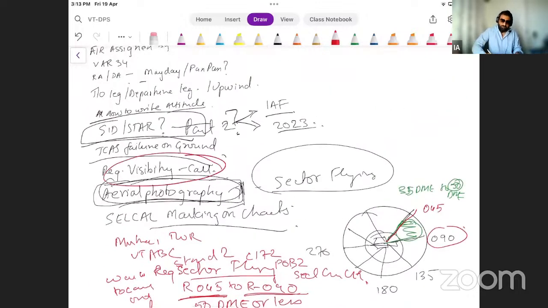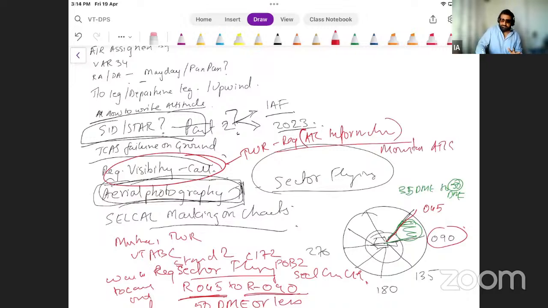Request visibility: call the tower and you can say request ATC information. ATC information will give you all information with respect to the active runway and runway visual range. Visibility is RVR. Either you ask ATC information, or you monitor ATIS or DATIS, or you can simply say request RVR. All this will go to the tower ideally, but ATC information can also be taken by ground, or it can be monitored from ATIS or DATIS.